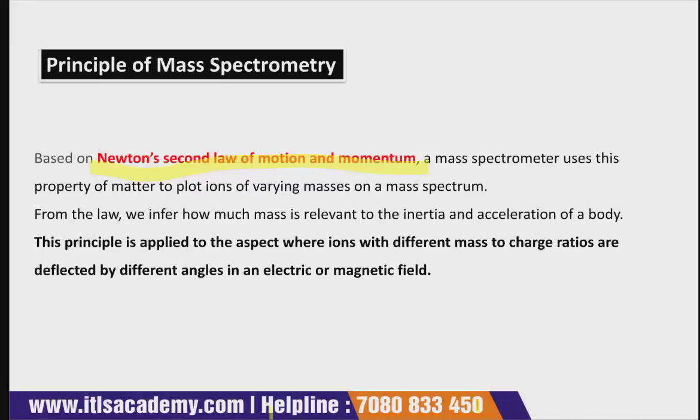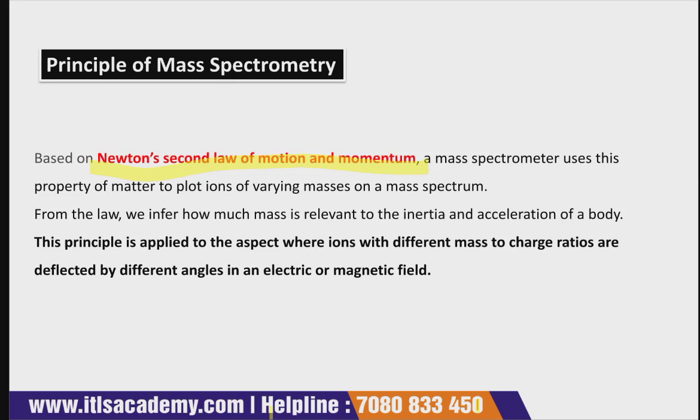Now, the principle of mass spectrometry is based on Newton's second law of motion and momentum. This analytical technique uses the property of matter, in order to plot ions of varying masses on the mass spectrum. From Newton's second law of motion and momentum, we can understand how much mass is relevant to inertia and how much force is needed for the acceleration of the body.